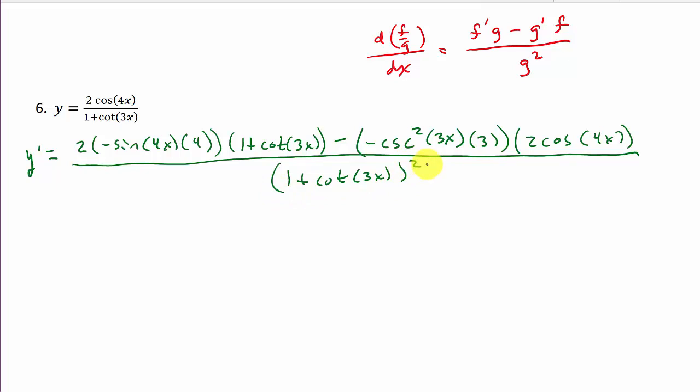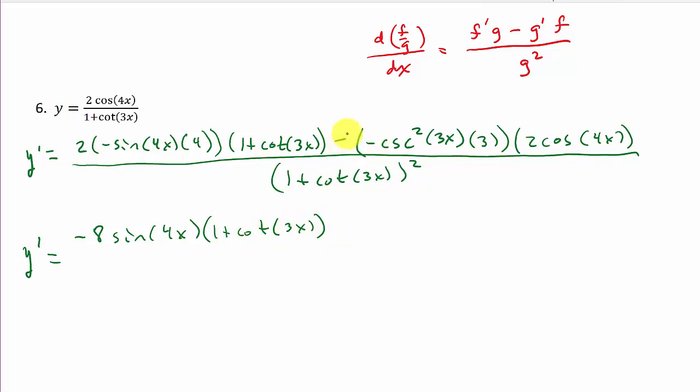And now let's see, simplifying this thing. I don't think there's a whole lot you can do. Let's see, I've got the 2 and the 4 and the negative here, so that's going to give me negative 8 sine 4x times 1 plus cotangent 3x.